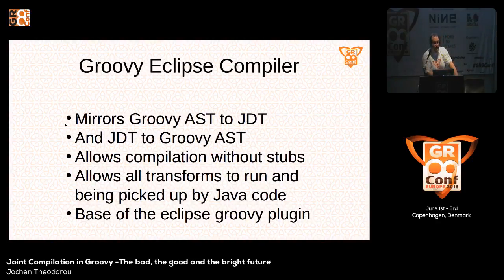Then there's the Groovy Eclipse compiler. What the Groovy Eclipse compiler roughly does is it maps the AST of Groovy to JDT, which is like the Java AST the Eclipse compiler is producing, and Eclipse is using internally for its analysis in the IDE. The Eclipse compiler can run outside of the IDE as well, but it's still JDT then. And for Groovy to see Java classes, we then need to have some kind of mirroring or bridging between the JDT and Groovy AST. This then allows compilation without using stubs. And this means we can run our transforms, because we don't need to do a stripped-down resolving or anything. We can just use the full Java information that is there.